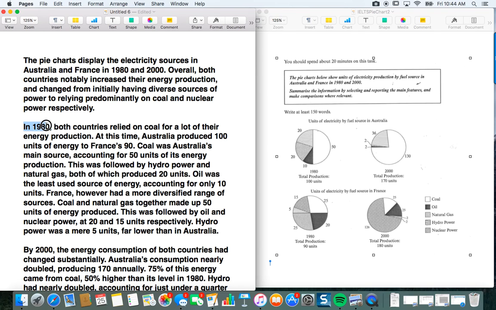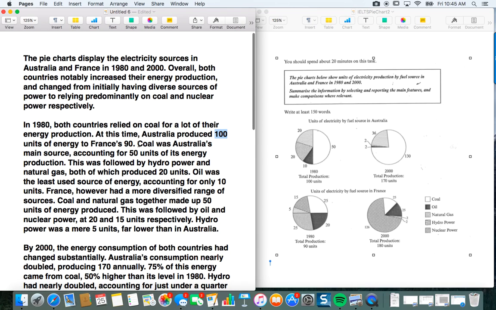Now I start with 1980. In 1980, that's going to be my first paragraph, these two countries. In 1980, both countries relied on coal for a lot of their energy production. Clear topic sentence. I'm talking about coal. And 1980. At this time, Australia produced 100 units of energy to France's 90. I don't mention the diversity at this point. I've already mentioned it. It would just be repetitive. So I get into detail about the details.